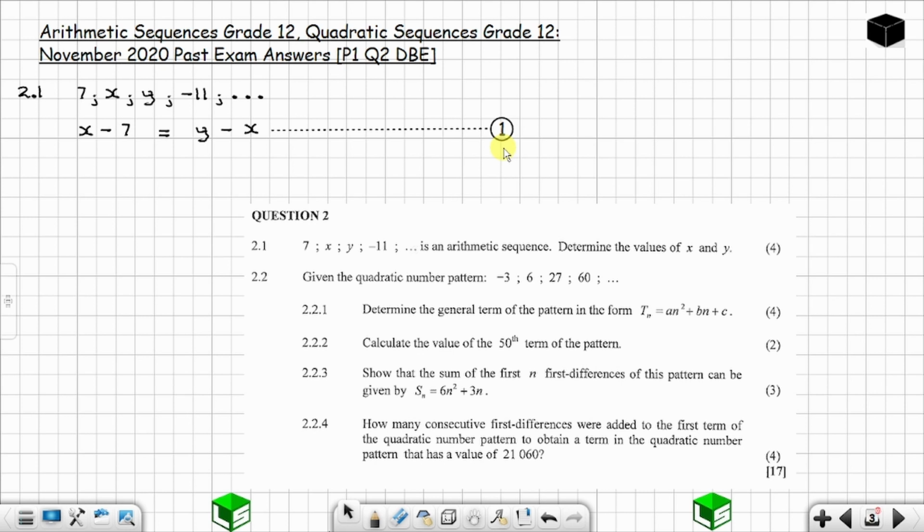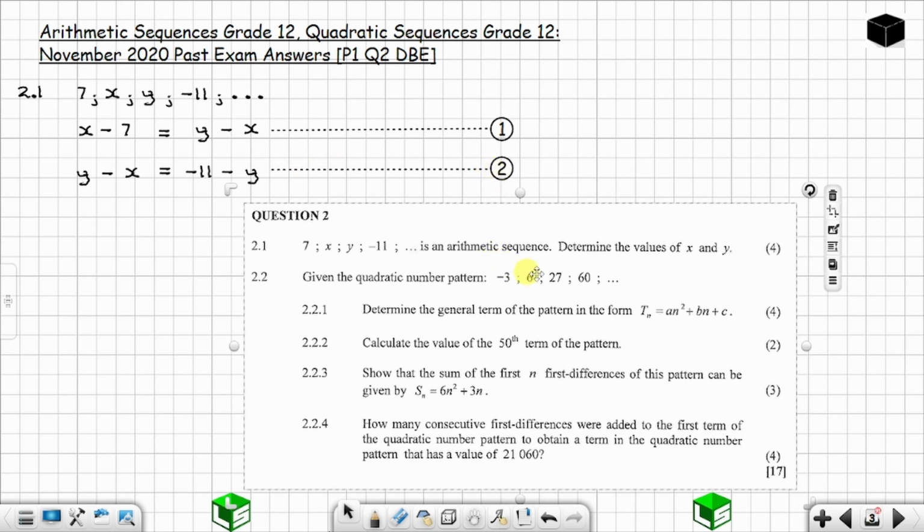Let's create another equation. I can take any next term minus the previous term is equal to any next term minus the previous term. I can take y minus x, as long as it is the next term minus the previous term. This is equal to negative 11 minus y. Because there is a common difference, this is equal to this. And this is our second equation.